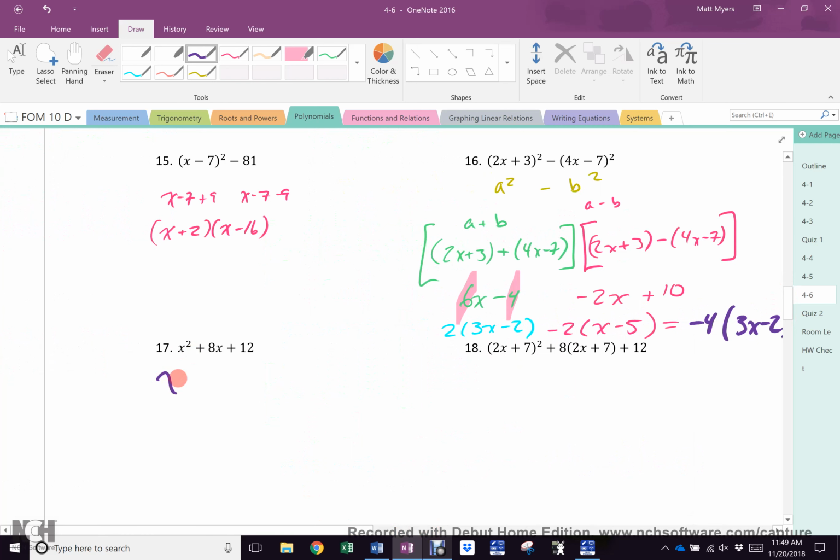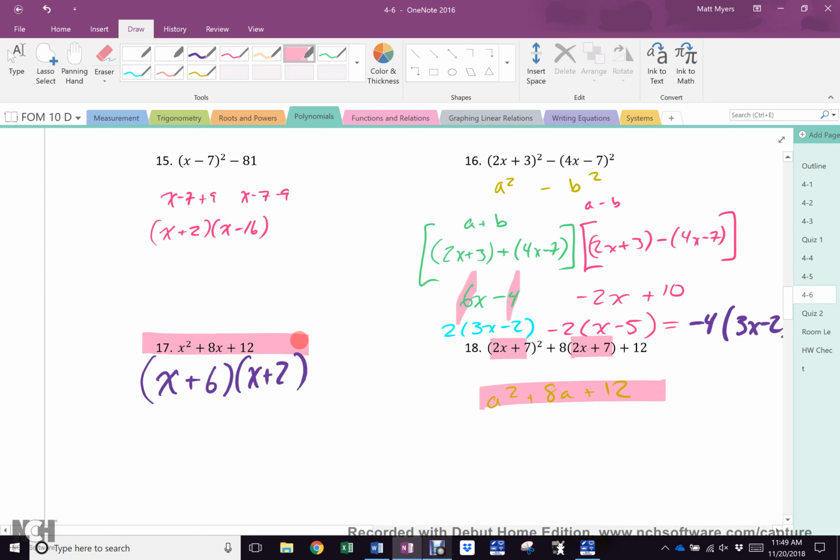This one, x plus 6, x plus 2. This one, oh, barf, it's so scary, it makes me want to cry until you realize that and that are the exact same thing, aren't they? Yeah. So it's a squared plus 8a plus 12. Hey, wait a minute, isn't that? Aren't they the exact same thing? Wow. So this is really a plus 6 and a plus 2.